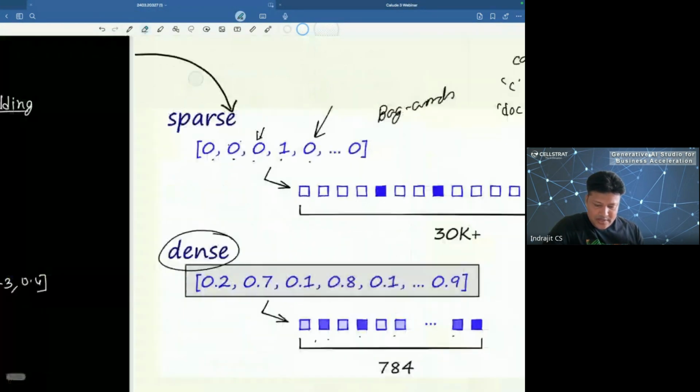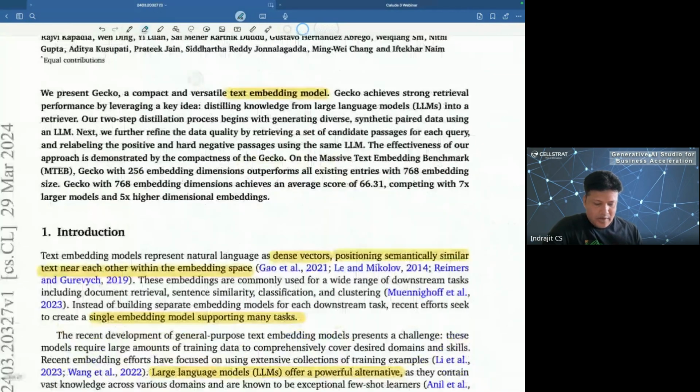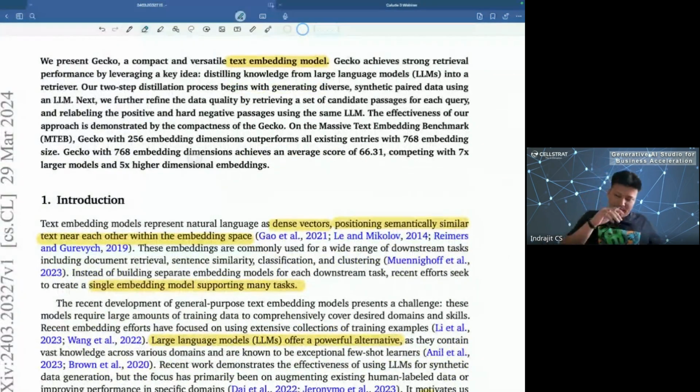All right, so let's go back to the paper now. Gecko is a compact and versatile text embedding model. The idea behind this Gecko model is that it achieves strong retrieval performance by leveraging a key idea.